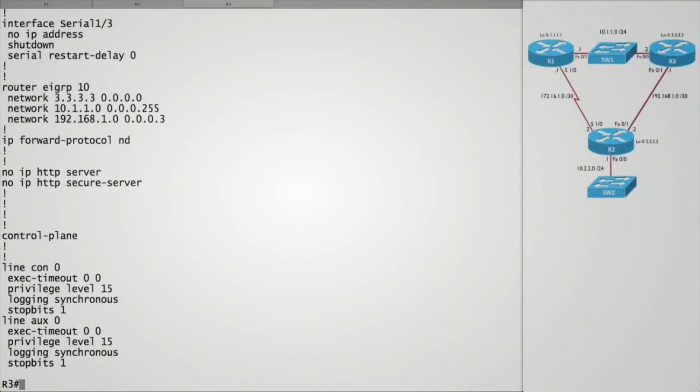As you were going through the output, did you notice that the autonomous system was different on R3 as compared to R1 and R2? This would not have been an issue with OSPF. With OSPF, this number, as part of the router command, was a process ID. However, with EIGRP, it's an autonomous system and it has to match between neighboring routers.